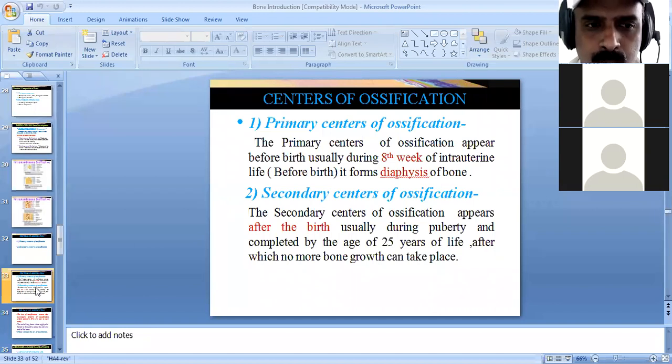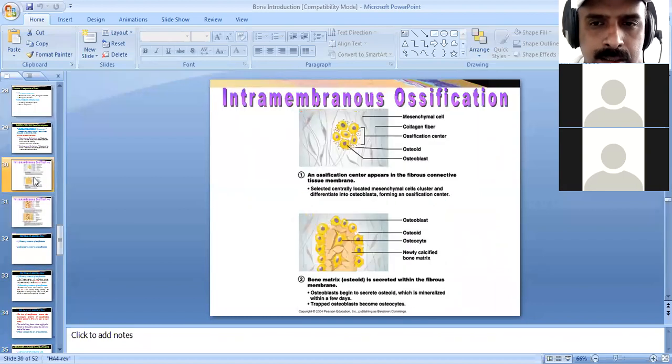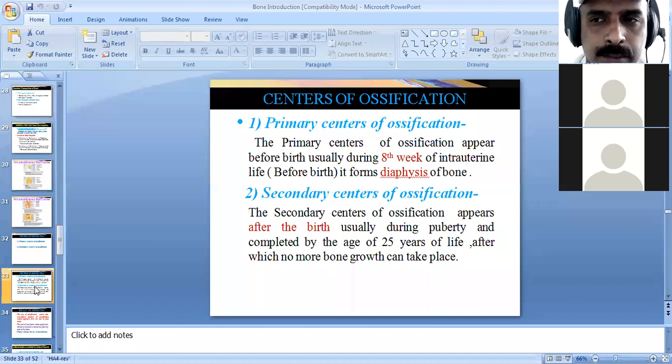I have already told this diagram, whatever the osteoblast and osteoclast, we have the osteoblast and center of ossification. Then comes the secondary centers of ossification. In these secondary centers, the ossification appears after birth, usually during puberty, and is completed by the age of 25 years, after which no more bone growth can take place here.